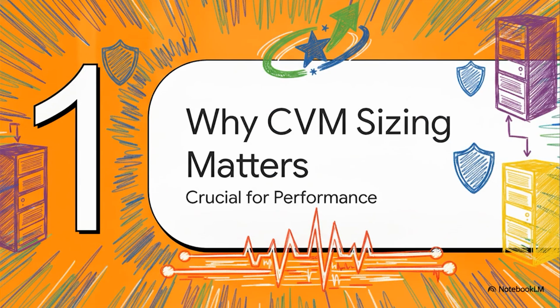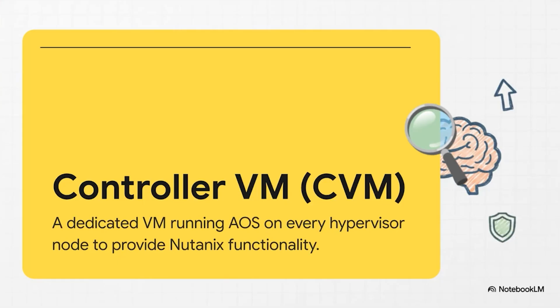Section 1, why CVM sizing matters. And as you might guess, it is absolutely crucial for performance. Getting your sizing right is literally about cluster survival. The Controller Virtual Machine, or CVM, is a dedicated VM running the Acropolis operating system, AOS, on every single hypervisor node. It's essentially the beating heart of the entire Nutanix architecture. It provides all that Nutanix-specific functionality and handles the heavy lifting for storage. If you starve the CVM of resources, well, you're starving your entire host of storage I/O.